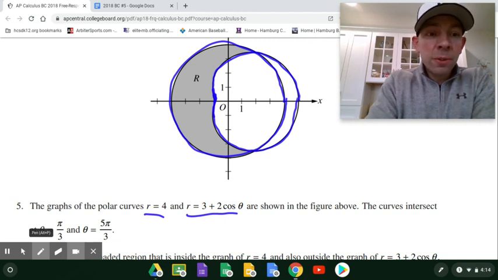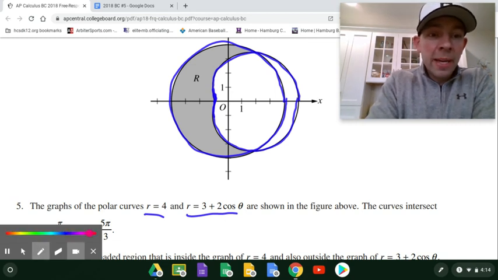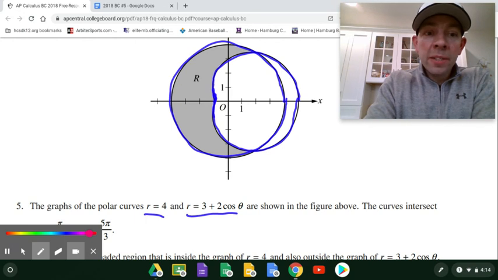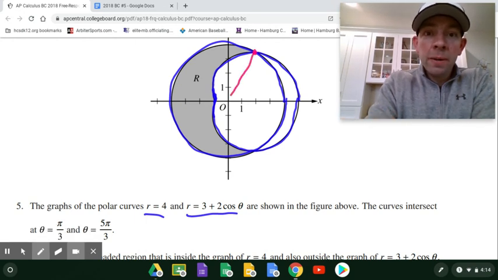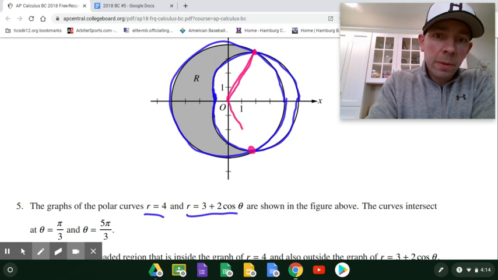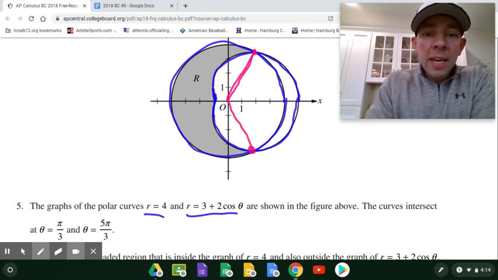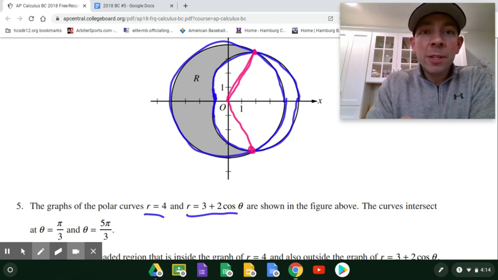And they even told us where they intersect. Does it get any better than that? All right. So they're going to intersect once right here at pi over 3. So I'm going to draw a radial line there. Okay. Imagine a straight line. And then they intersect once again at 5 pi over 3. Okay. Part A, as you can imagine, wants to find the area of the shaded region R that looks like a nice crescent-shaped moon almost.